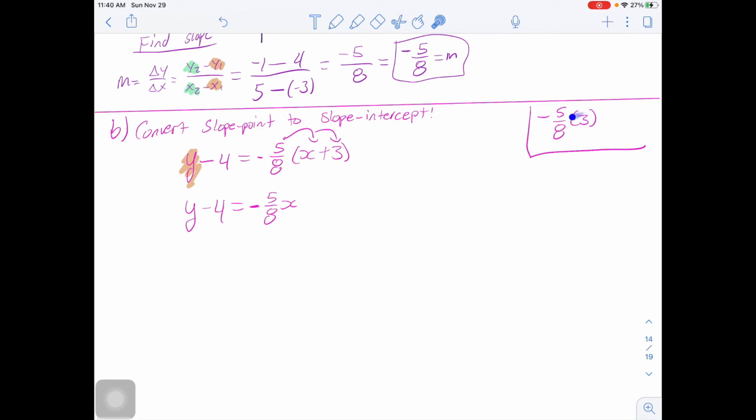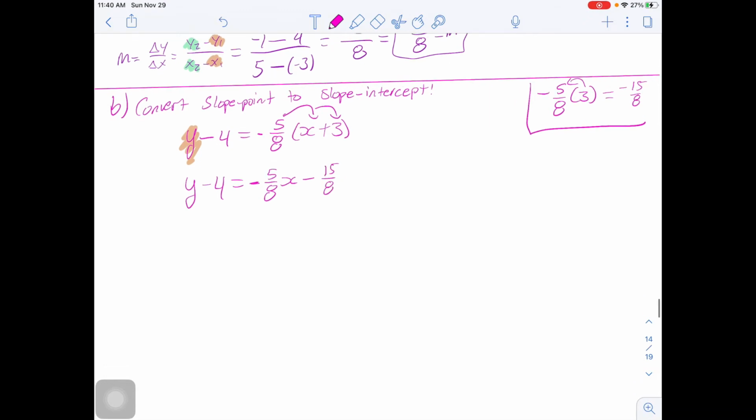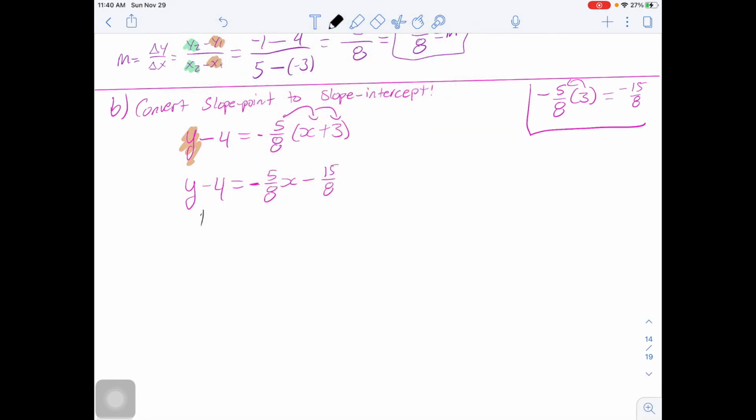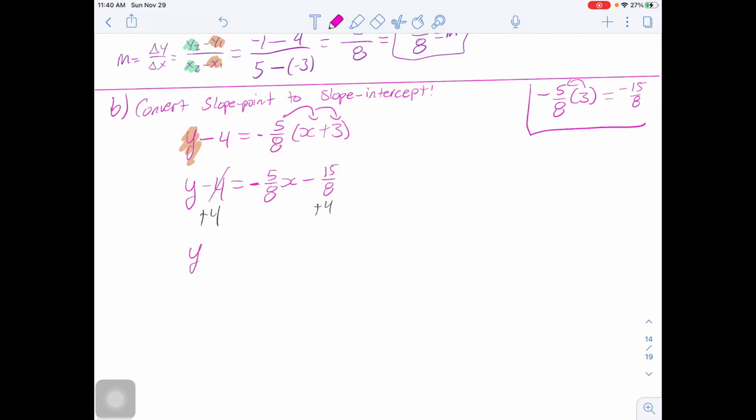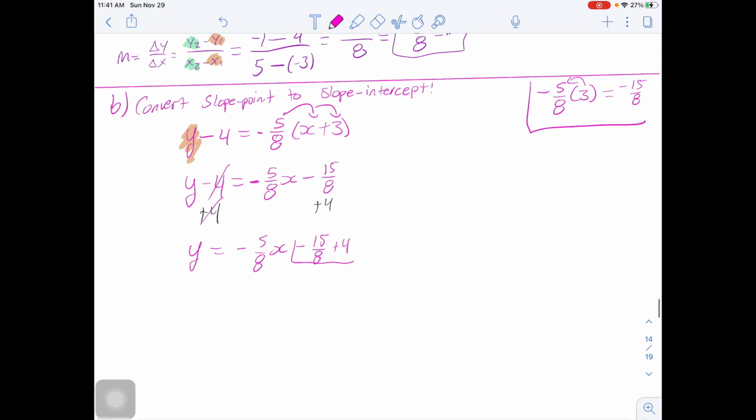And remember, when you multiply a whole number by a fraction, you simply multiply the top number. So this will be -3 times 5, which is -15 over 8. So this is subtract 15 over 8. And then what we can do is add 4 to both sides. Okay, and we're going to want to write this out a little bit, so those cancel out. This becomes negative 5 over 8 x minus 15 over 8 plus 4. We have to figure out what this is. So negative 15 over 8 plus 4.